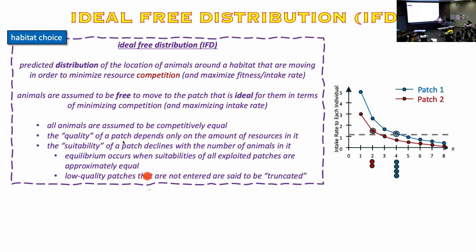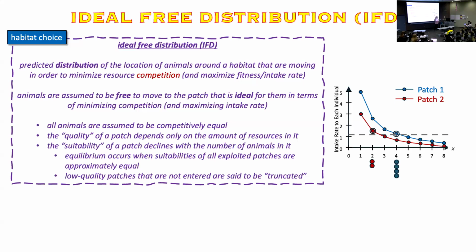We assume that all animals are competitively equal, so every animal has an equal ability to exploit every patch. We assume that the quality of patches depends only on the amount of resources in it. The suitability declines with the number of animals. Equilibrium occurs when the suitabilities are all about equal and low. And then sometimes if you don't have enough animals, the really crappy patches no one goes to because there's not enough animals to need to go to them. And sometimes we refer to those patches as being truncated.